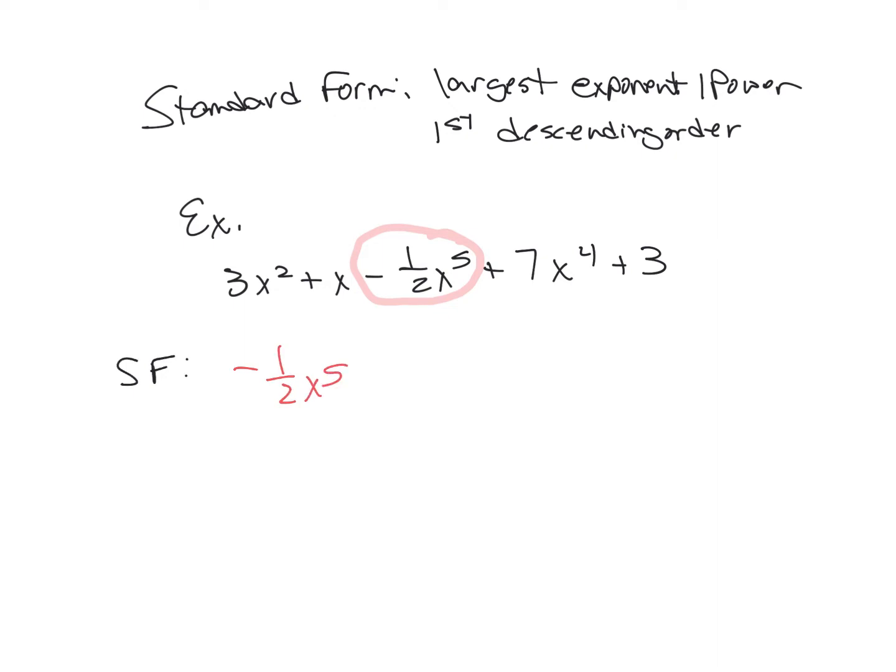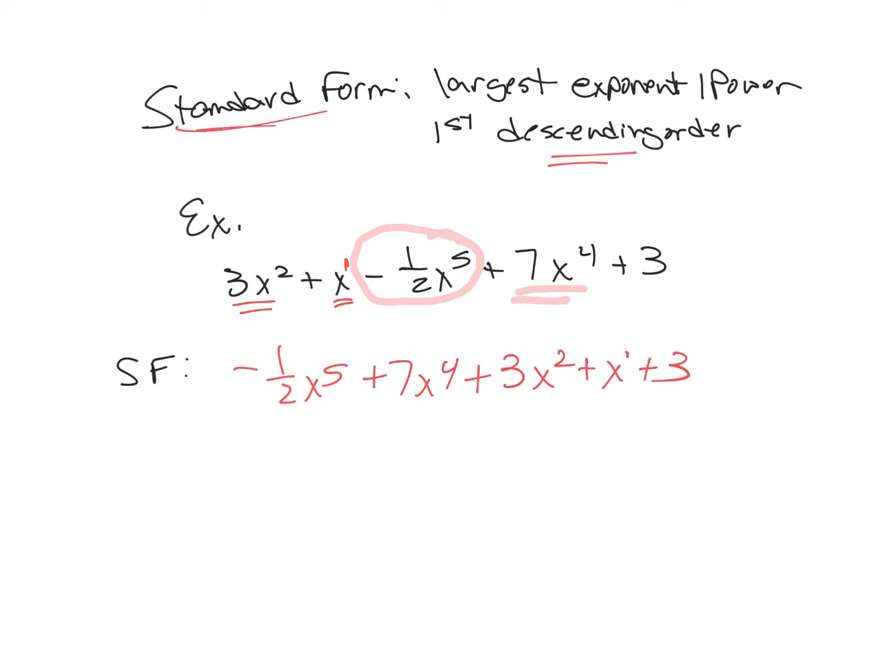Then what you're going to do is look at what comes next. Do I have an x to the 4th? I do, right here. So the next thing that I'm going to put is plus 7x to the 4th. Then I'm going to look for x to the 3rd because we're going in descending order. I don't have x to the 3rd, so now I look for the next thing. Well, I have x to the 2nd, so I have plus 3x to the 2nd. Then I have x to the power of 1. Don't forget there's a 1 here, so it's a power of 1 there. And then I have plus 3. This is in standard form.